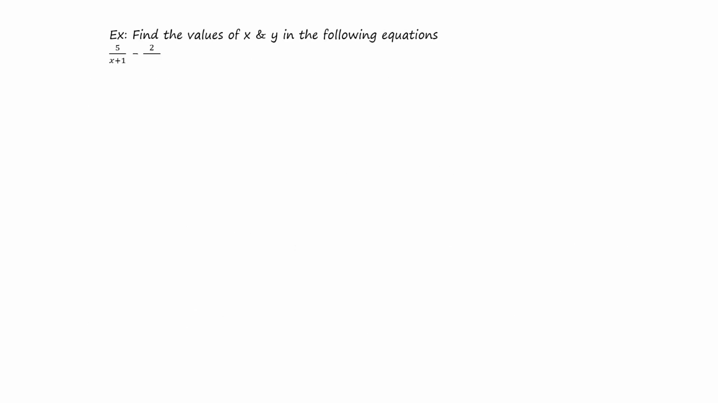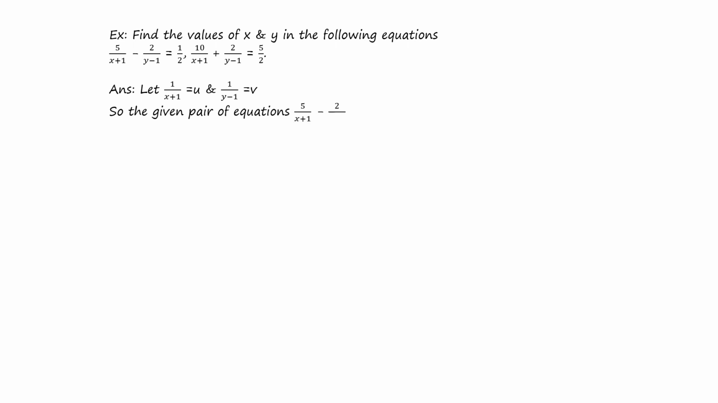Find the values of x and y in the following equations. 5 by x plus 1 minus 2 by y minus 1 equals 1 by 2, and 10 by x plus 1 plus 2 by y minus 1 equals 5 by 2. Let 1 by x plus 1 equals u and 1 by y minus 1 equals v.